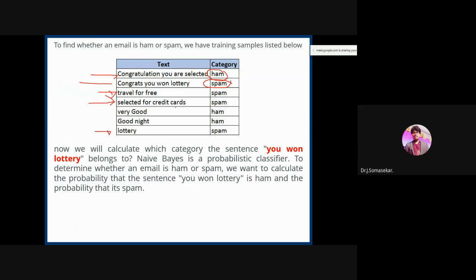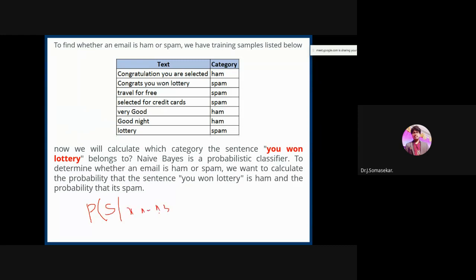So this type of data we already have, and we also know the class, the category. Suppose we have a text message, "you won lottery." How do we find whether the mail is spam or not spam? I have received a mail containing the sentence "you won lottery." For that, we have to use a Bayesian classifier: we find the probability of spam given x1, x2, x3.